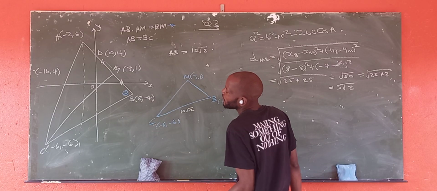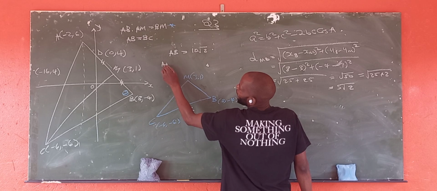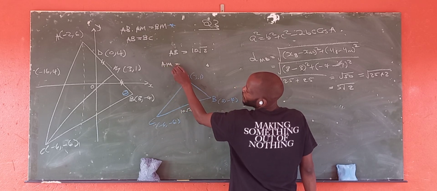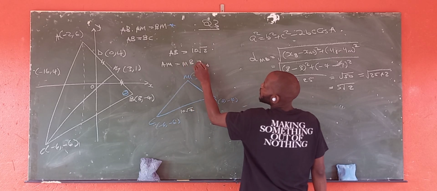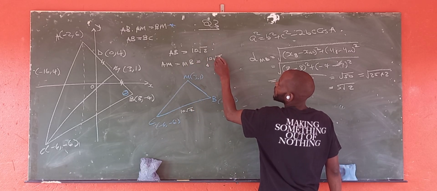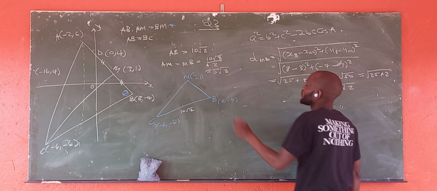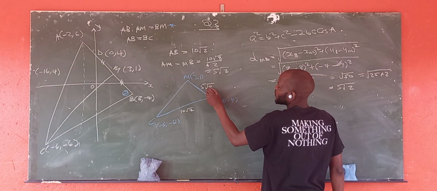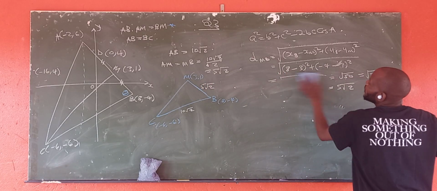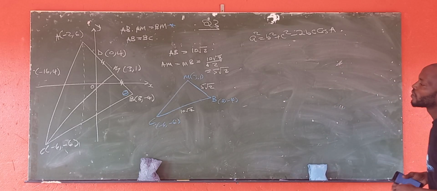But then, M is the midpoint, meaning AM equals MB, and that is already 10 the square root of 2 divided by 2, which would be 5 the square root of 2. Okay, my bad there. 5 the square root of 2. So we only have to calculate one side.